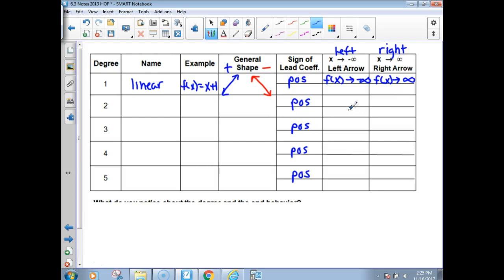All right, so now I need to talk about the negative aspect of a line. If a line is going downhill, that would be when the leading coefficient is negative on the x term. Then on the left-hand side, the arrow is pointing up, so f of x is pointing towards infinity. And on the right-hand side, it is pointing down to negative infinity.